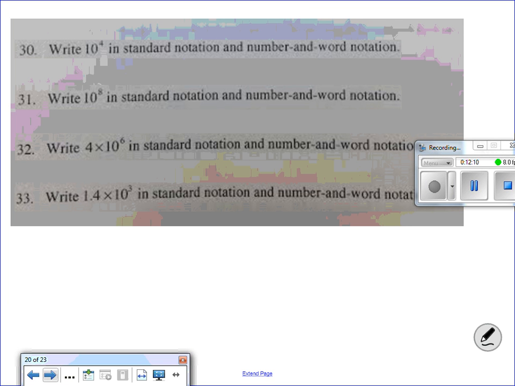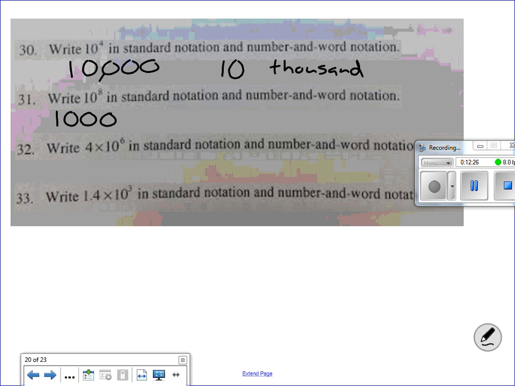Write 10 to the 4th power in standard notation and number words. So I have a 1. 1, 2, 3, 4. Gives me 10,000. 10 to the 8th power. 1, 2, 3, 4, 5, 6, 7, 8. Gives me 100 million.